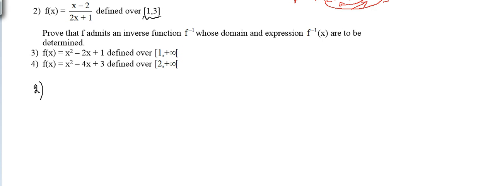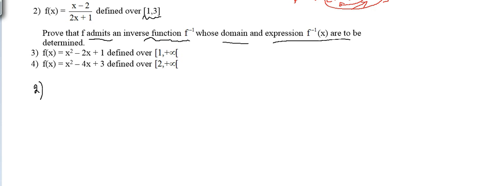Prove that f admits an inverse function f inverse, whose domain and expression are to be determined. I wrote this on purpose so you know that you have to show how it admits an inverse function. First, how to start each time? We should know where it is defined and continuous. Is it defined and continuous over [1, 3]?